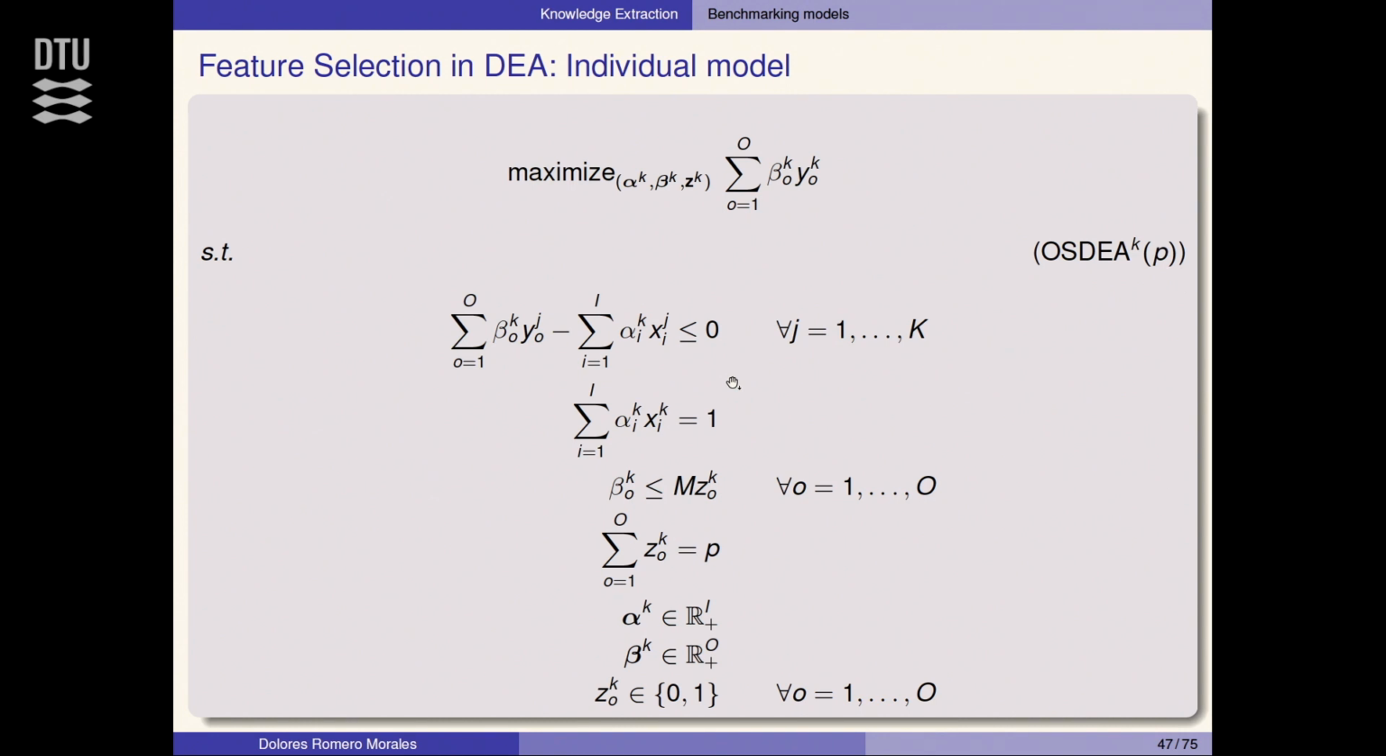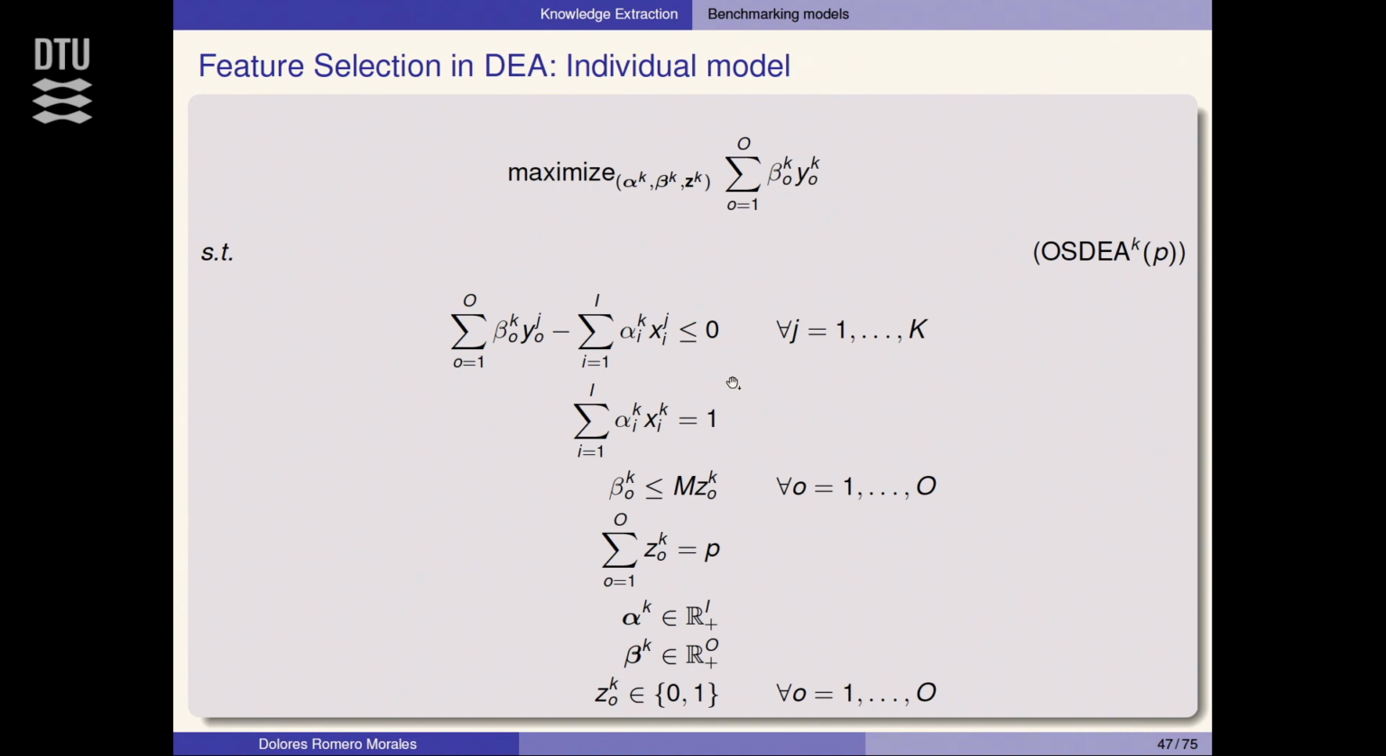So we decided to do the feature selection using 0, 1 variables. And then this will end up being your big M constraint, because if you don't choose this output, then you know that the coefficient has to be 0, and you need a big M constraint there. We did it with the outputs, but we can do it with the outputs and the inputs.